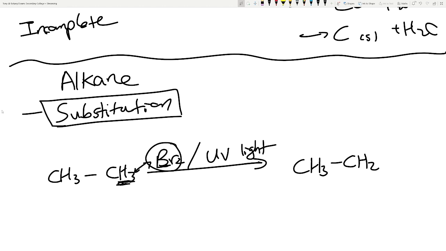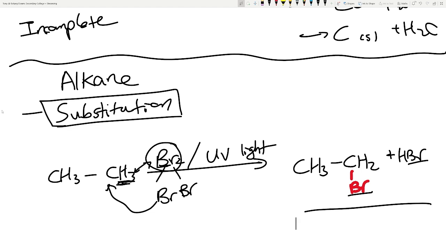So you swap places, the Br goes here, and then HBr is produced on the other side. This is where your Br2 comes from. Your Br2 splits into Br and Br, and one of them goes onto the carbon, and the carbon replaces one of the H's with a Br. So you make that very simple.